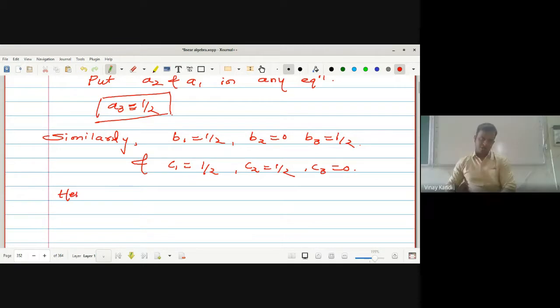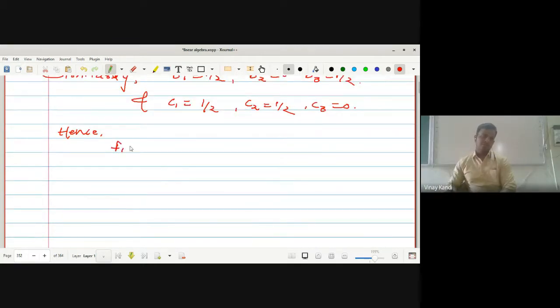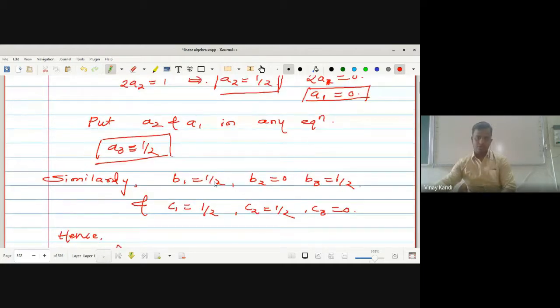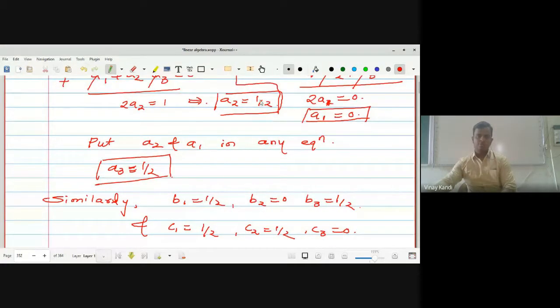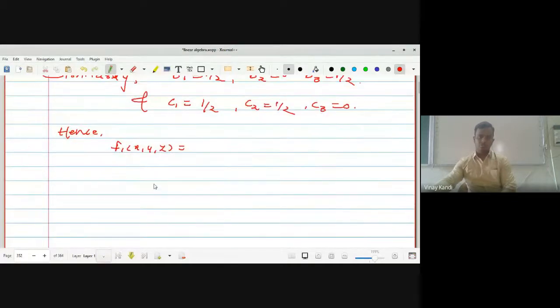Okay, so hence f1 of x, y, z is equal to, what is a1? A1 is 0. Okay, look here. A1 is 0, A2 is 1 by 2, A3 is 1 by 2. So the x coefficient is multiplied by 0. So here 1 by 2 into y plus 1 by 2 into z. Okay, that is equal to y plus z divided by 2.